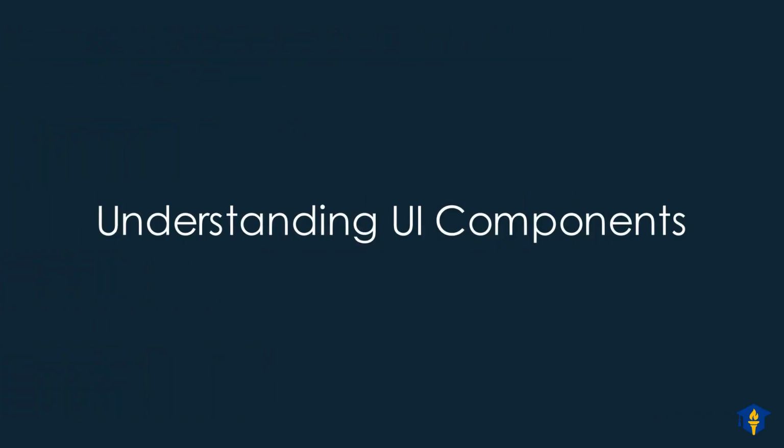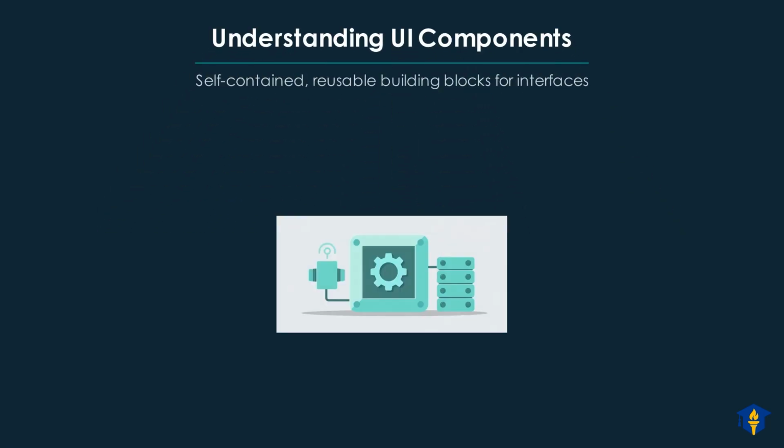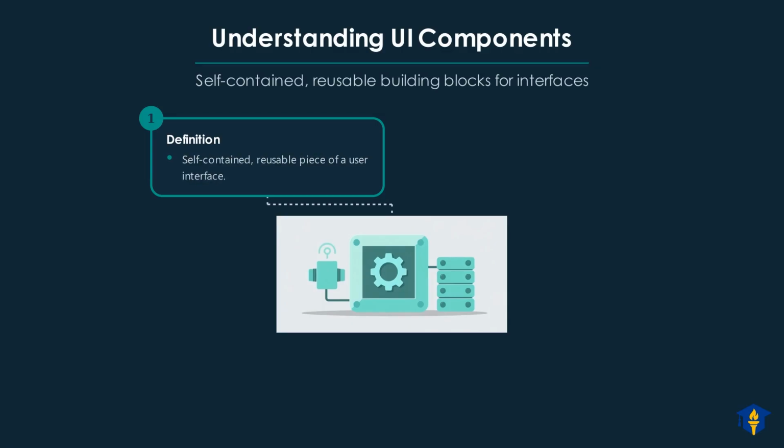Now, let us understand UI components, which are self-contained and reusable building blocks for interfaces. These components are fundamental to modern web development, promoting modularity and maintainability in design. A UI component is defined as a self-contained, reusable piece of a user interface. This means the component can be used in multiple places within an application, saving development time.